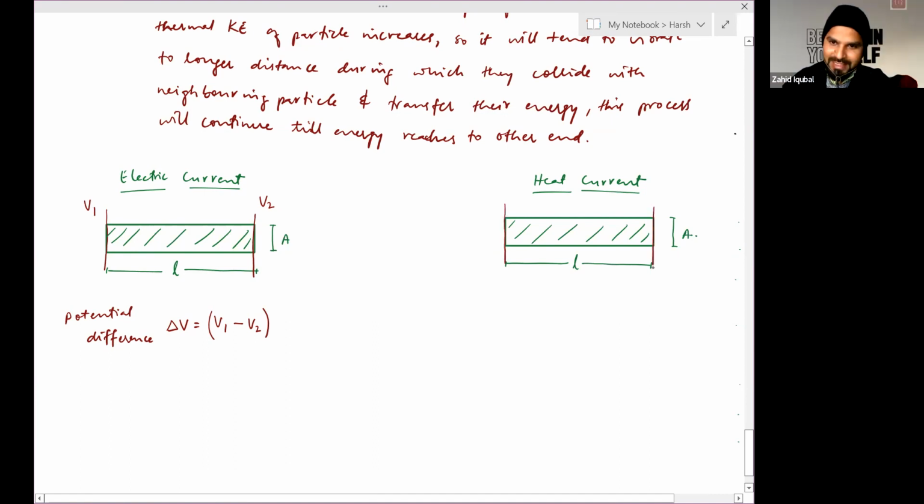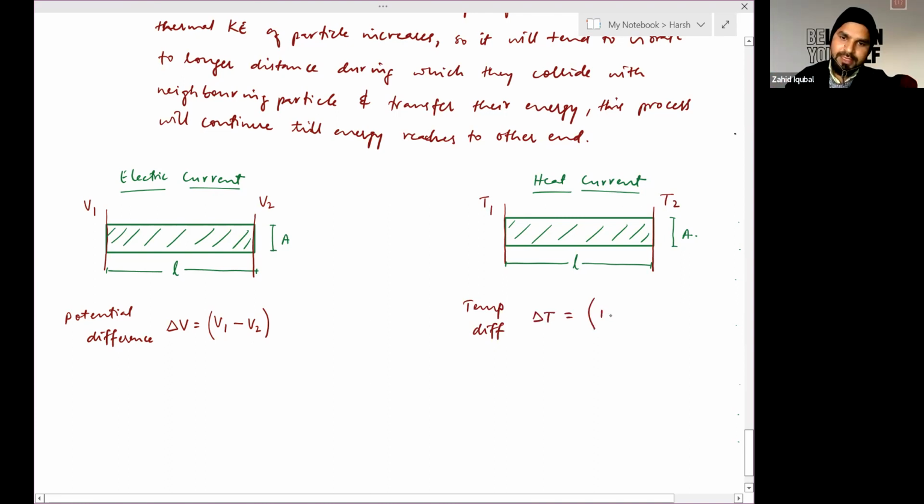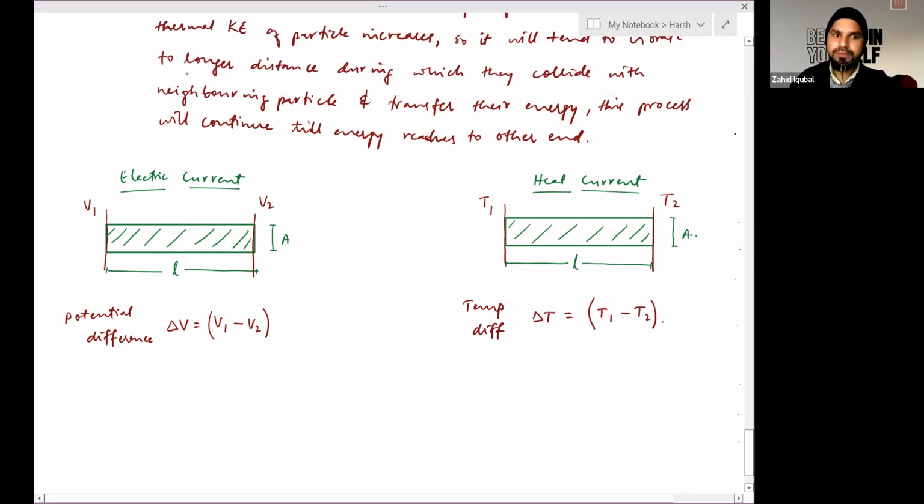So to flow heat through any conductor, it must have some temperature difference, from the level of higher temperature to lower temperature. Let's say T1 is at higher temperature and T2 is at lower temperature. So from this, we can say as in electricity, potential difference is responsible to flow electric current through it. Similarly, in case of heat, temperature difference will be responsible to flow it. Is it clear?